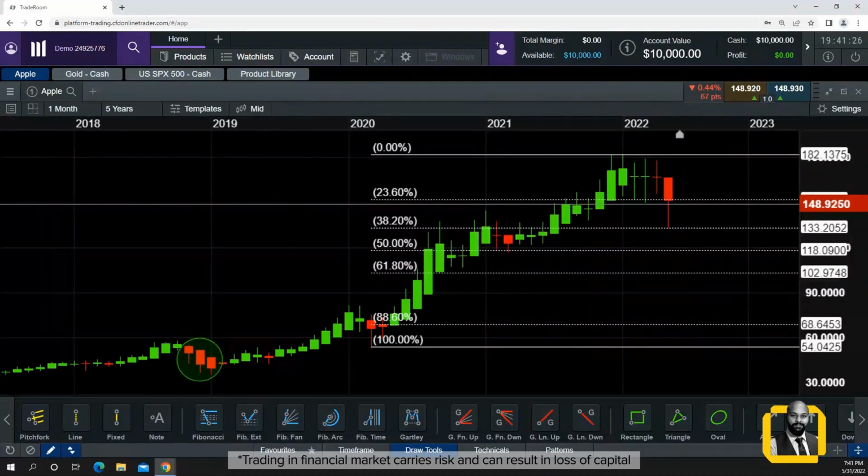I hope so far you understand how to draw Fibonacci and how to measure where to buy. If you have any more questions, please drop them in the message.